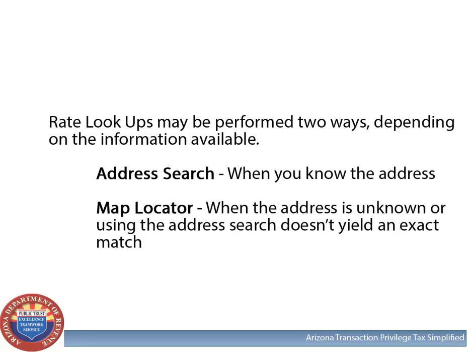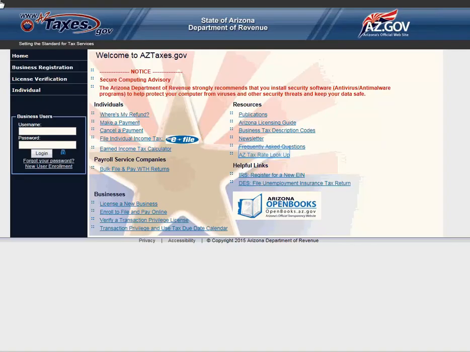Rate lookups may be performed two ways depending on the information available. Address searches are used when you know the location address. Map Locator functions are used when the location address is unknown or when the address search does not yield an exact match. After navigating to aztaxes.gov, select the AZ Tax Rate Lookup tool located under Resources.